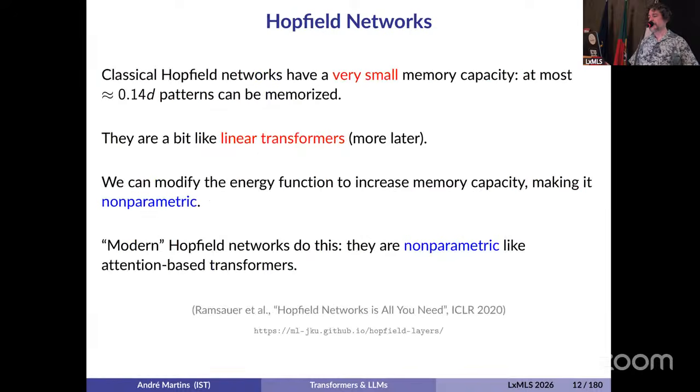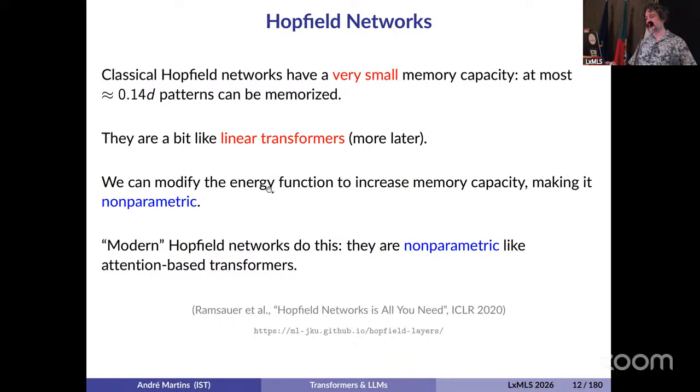Okay, so in fact, there's a lot of mathematical studies of Hopfield networks that quantify what is their capacity. I think in the best possible case, only 0.14 times D patterns can be memorized. D here is the number of features, so the number of pixels in those images. We are going to see later that Hopfield networks are a little bit like linear transformers. Okay, don't worry if you don't know what linear transformers are. I'm going to talk about that in a bit.